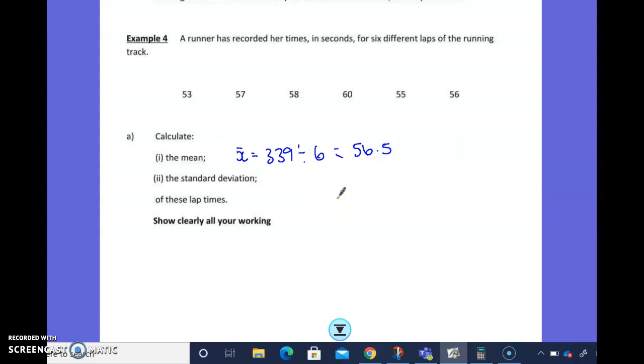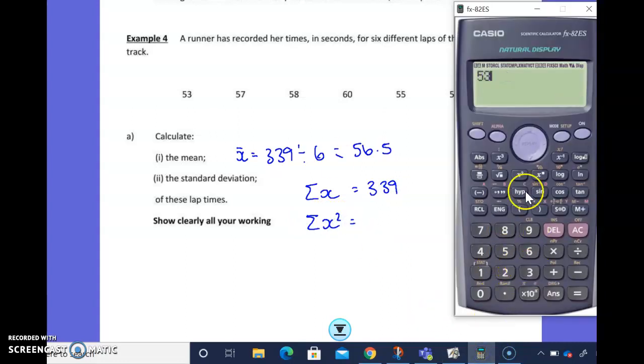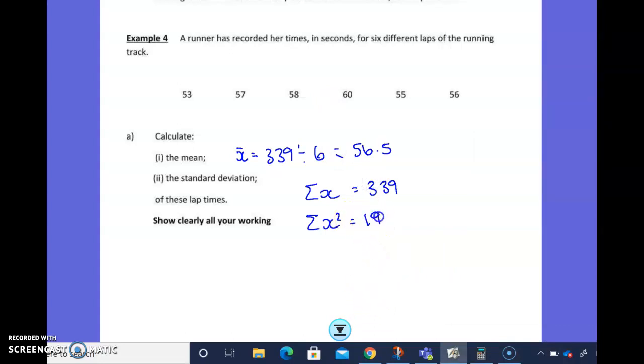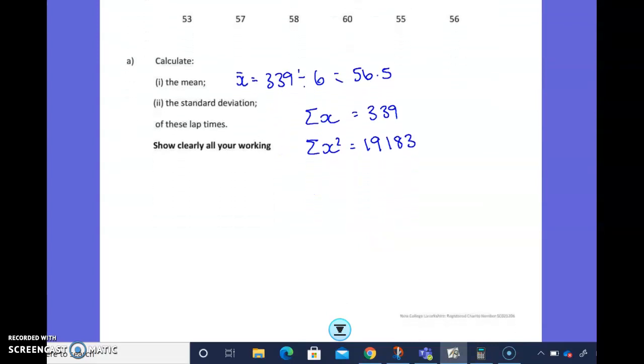Standard deviation, you can choose whatever formula for standard deviation that you wish. I'm going to go with the second one, and I do tend to use the second one far more often than the first one. So I'm going to work out my sum of x, which I've already done in my mean, it's 339. I'm going to work out my sum of x squared, so 53 squared plus 57 squared plus 58 squared plus 60 squared plus 55 squared plus 56 squared. And that is 19,183.